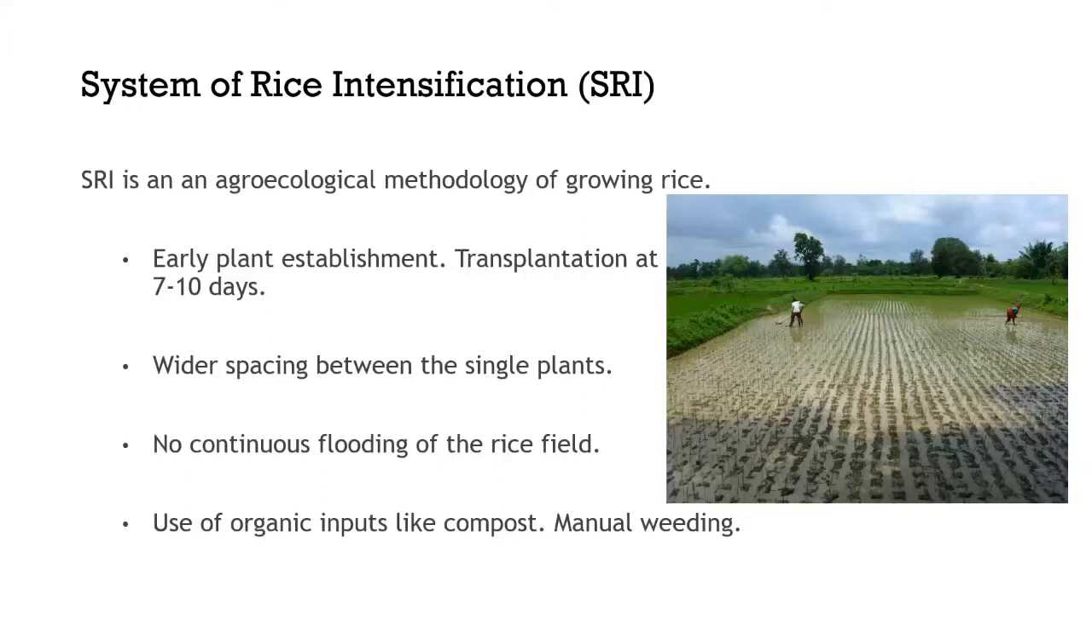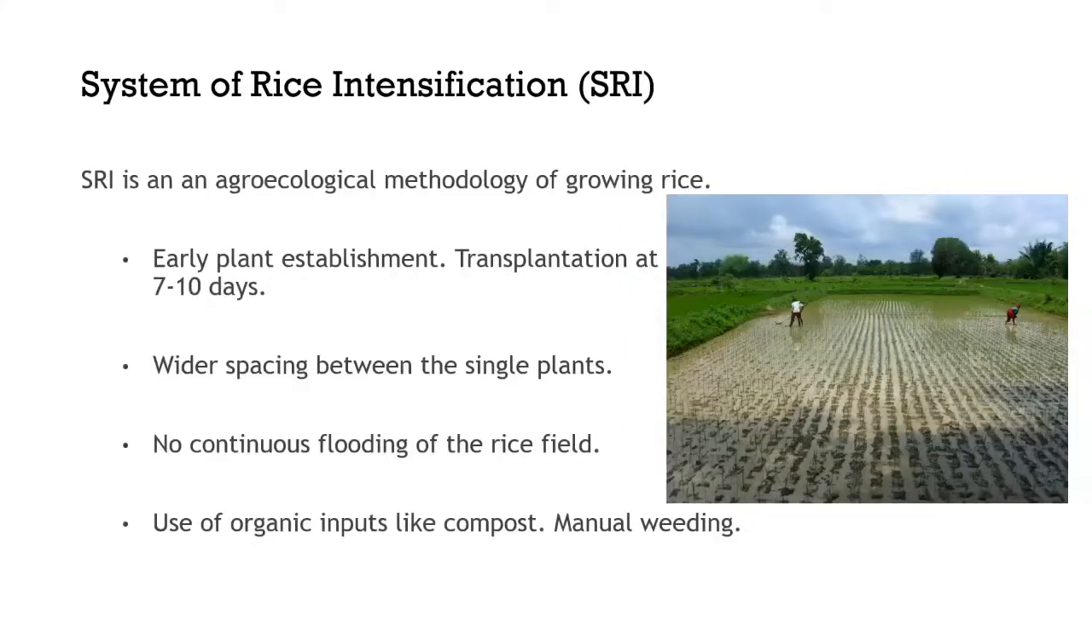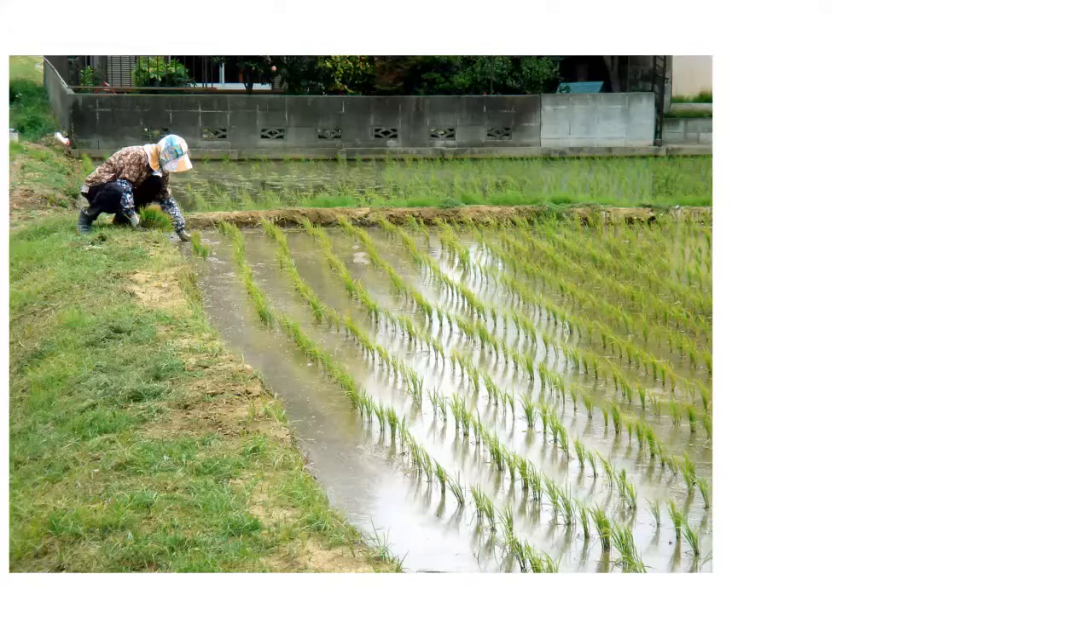In the conventional rice growing system, you have rice plants planted, multiple plants at the same place, spaced at around 15 centimeters. But in SRI, you plant the rice seedlings singly and at a wider spacing of around 25 to 30 centimeters. And you do not continuously flood the rice field under SRI, and you encourage the use of organic inputs like compost and do manual weeding using a rotary wheel, the thing that the man in the white shirt is doing there in the picture. So now we have a basic idea of what an SRI field looks like. This is a conventional flooded rice field. This is an SRI field.